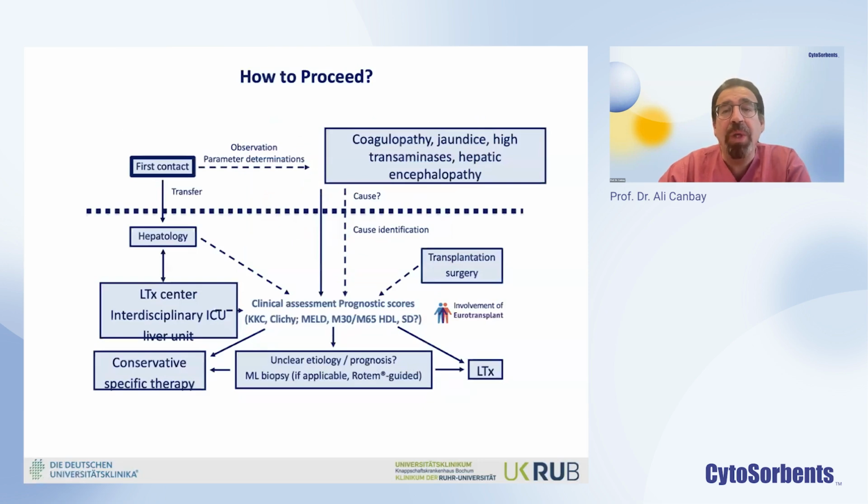So this is what we recommend. Check the patient with acute liver failure for coagulopathy, jaundice, high transaminase, hepatic encephalopathy. Identify the cause, then transfer to the hepatology center, liver transplant center with an interdisciplinary ICU, and look for the therapy, or even check the clinical assessment for prognostic scores like King's College Criteria, Clichy criteria, MELD, or cell death, and even thyroid hormones can be prognostically relevant.